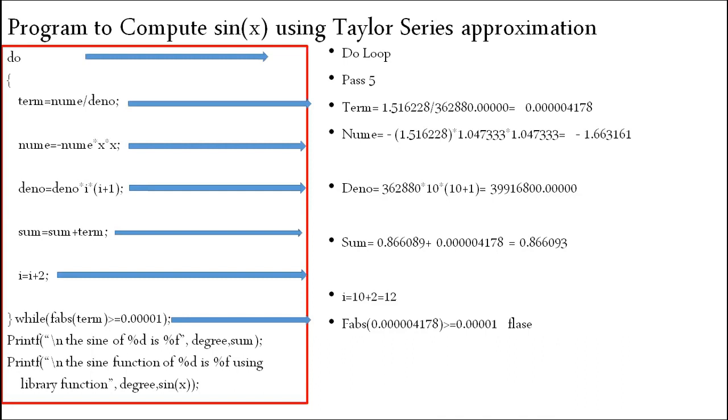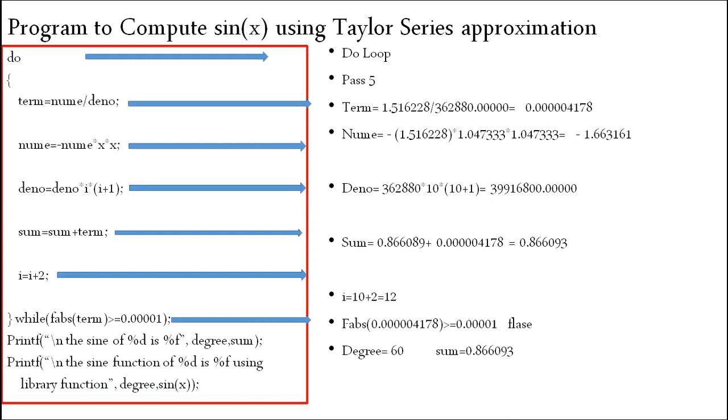Once the condition fails, automatically it comes out of the do while loop. Once it comes out of the loop, I want to print the result. That is the last step in my program. To print my result, I'm using a printf statement with a message, that is the sine of whatever degree the user had entered is %f. The value which is there in sum will be my resultant value. So I'm fetching the value in sum in my printf statement by using the format specifier %f, because it is a floating point number. So this is the result we got.